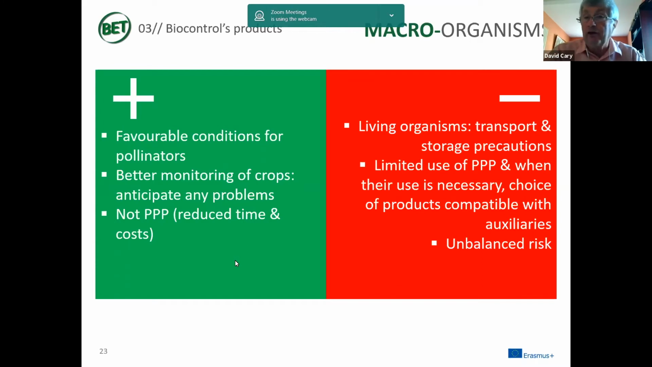On the negative side, they are living organisms. They do require specialist transport and storage. It needs to be understood that you are dealing with live organisms, and they can't be stuck at the port in 40-degree temperature, because they won't be alive when they go to the farm, and that then limits their use and their acceptance by the farmer. So it needs to be understood that we are dealing with that.